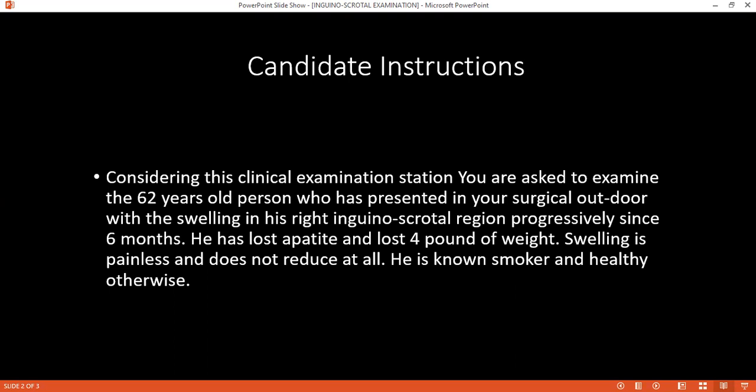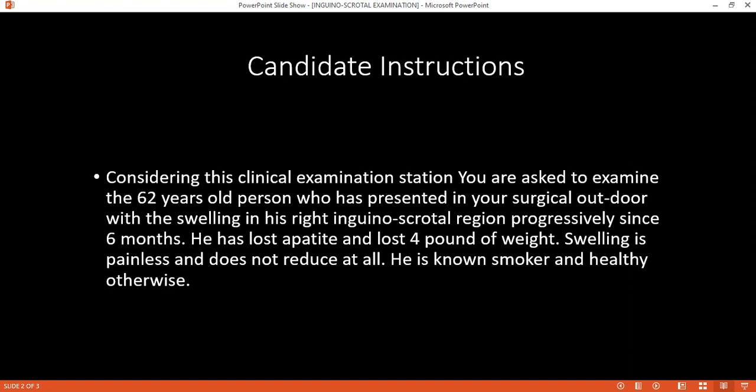Then, of course, my examination will start from the lateral side and go to the abdominal side. At every step, I will take permission from the patient, letting them know what I'm about to do. Then after that, I will try to reduce it. If it's not possible, I will feel the neck of the lump, I will feel the edge of the lump.